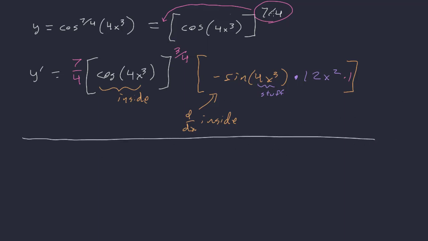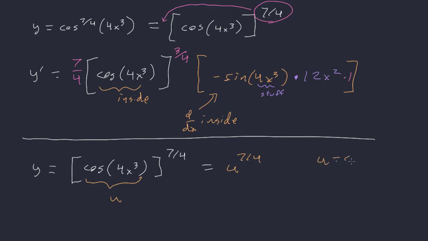Now, if you have trouble following that, of course, we can always do a chain, and again, that's why it's called the chain rule. We can do a chain where if we rewrite what we had here, we can write it as a chain of different letters. So we could say that this stuff here is u, right? So we end up with u to the 7/4, where u is cosine of 4x cubed.